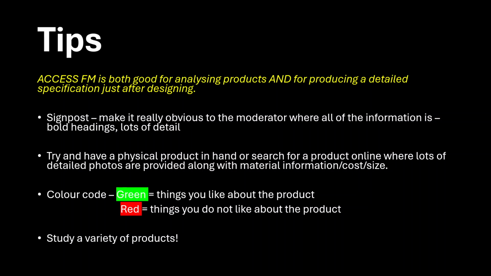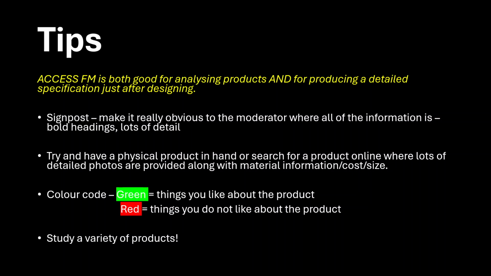I would strongly suggest to try and have a physical product in hand, or search for a product online where lots of detailed photos are provided, along with material information, cost, size, and so on. I would color code, so I would highlight things in green that you like about the product, and also things in red where you do not, things that you don't like about the product, and ways that you can improve it.